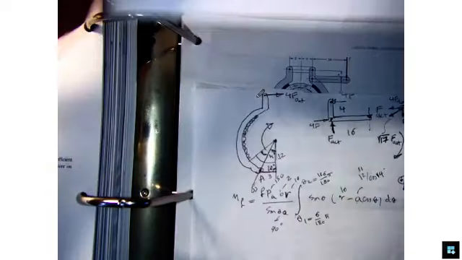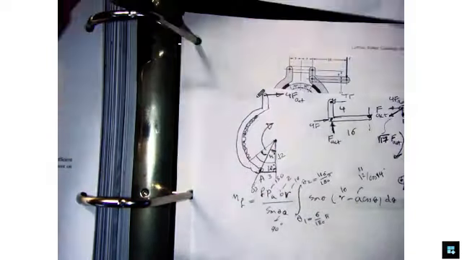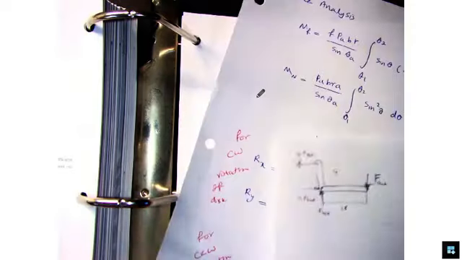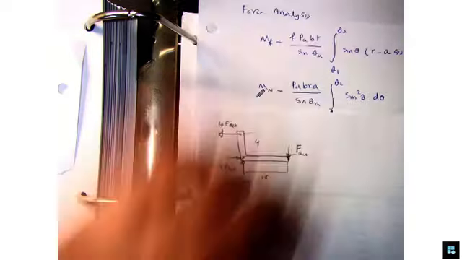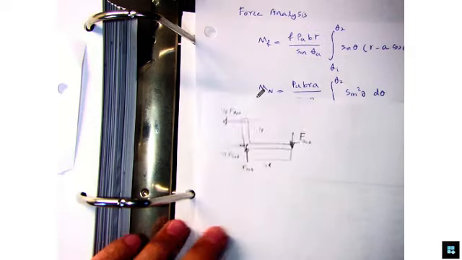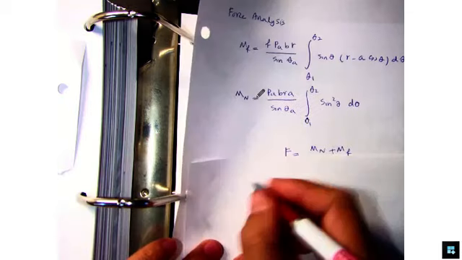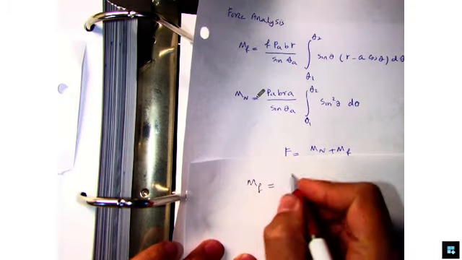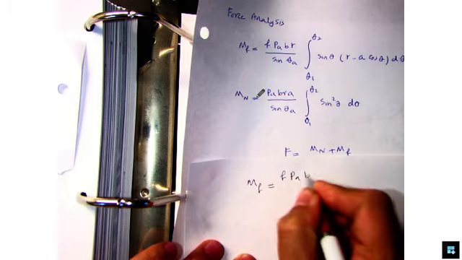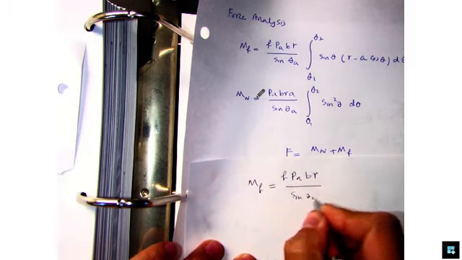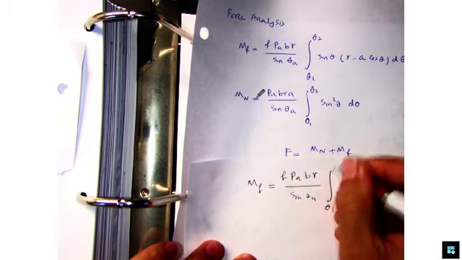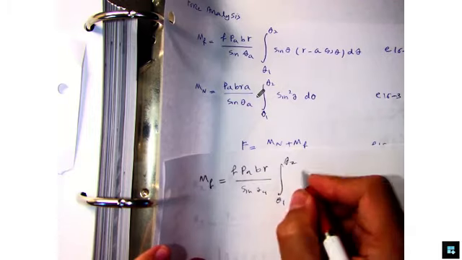This is important to figure out our variables right. So let me rewrite this MF here and see what we have and what we need to find. Okay, so MF is f p_a b r divided by sine of theta_a, integral from theta 1 to theta 2 of sine theta times (sine theta minus f cosine theta) d theta.